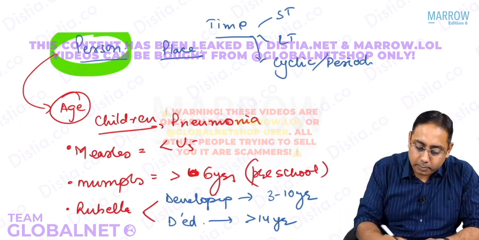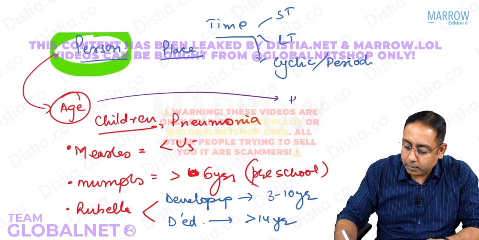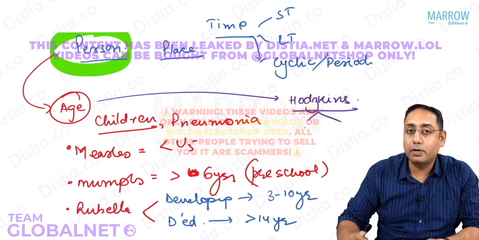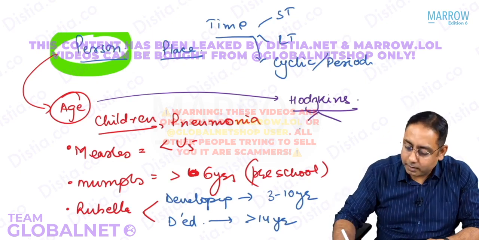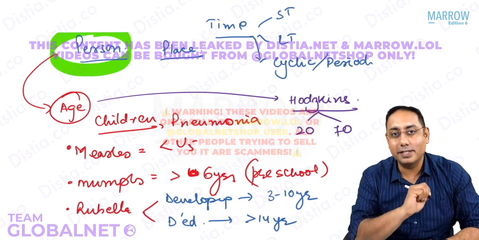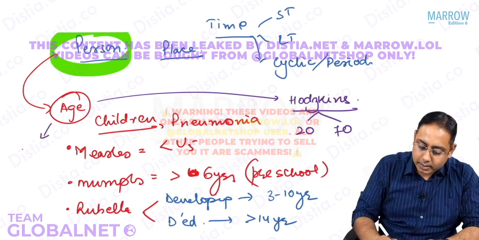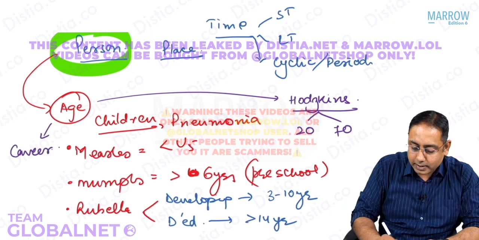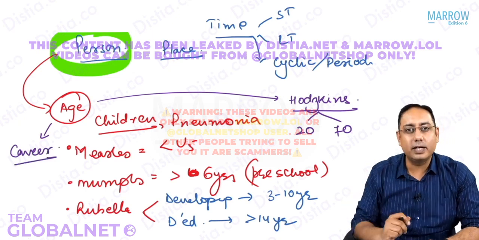Also, for age, you would like to remember Hodgkin's disease. Hodgkin's lymphoma is seen predominantly in particular age groups, at 20 years and at 70 years; there is a bimodal age presentation. Talking about age, cancers are always more in the 4th or 5th decades.